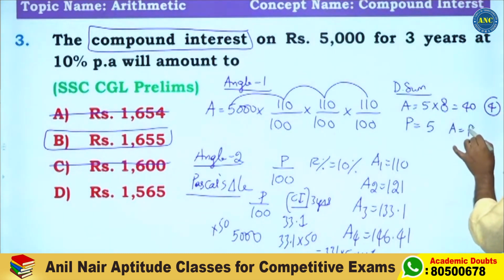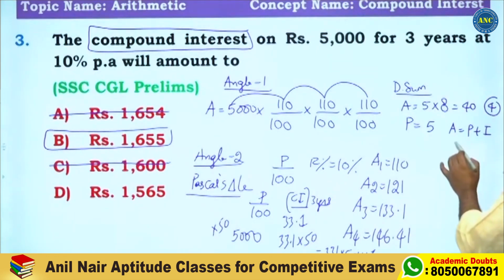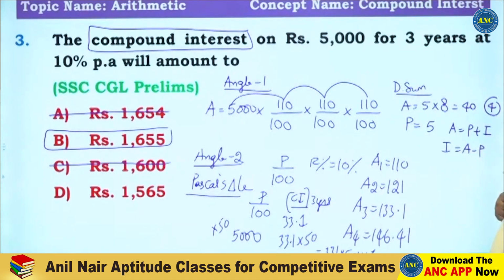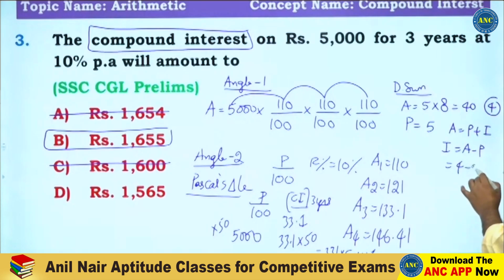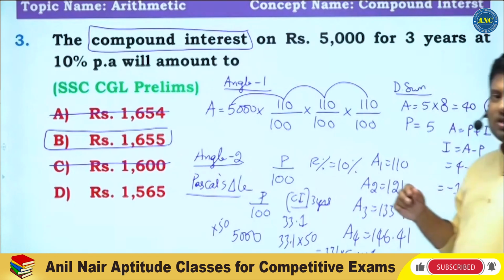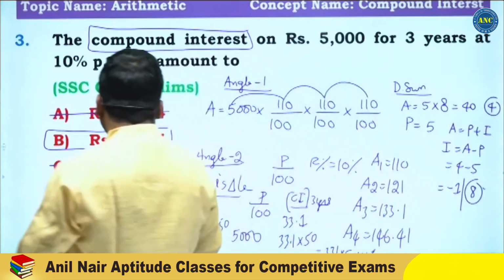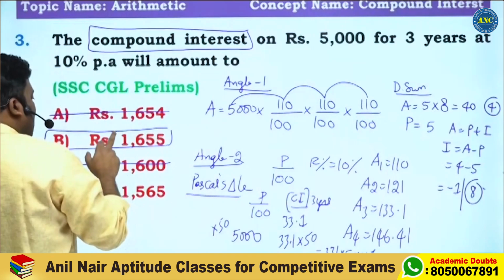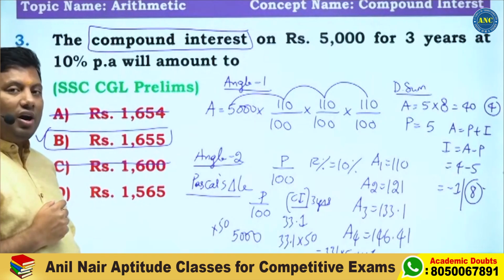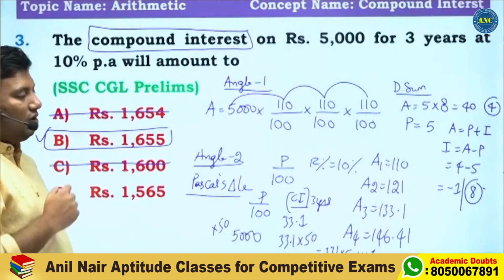Amount is equivalent to principal plus interest. Interest will be amount minus principal. 4 minus 5 is minus 1. If you get a negative remainder, add 9 to it. The interest digital sum should be 8. Check: 5 plus 5 is 10, plus 6 is 16, plus 1 is 17. The digital sum of 17 is also 8. Are you all with me?